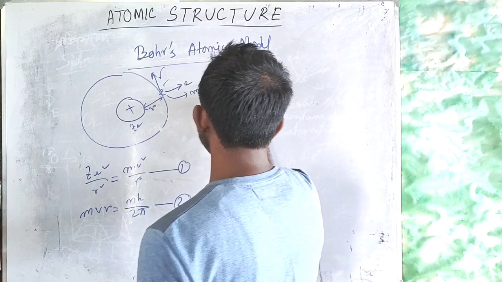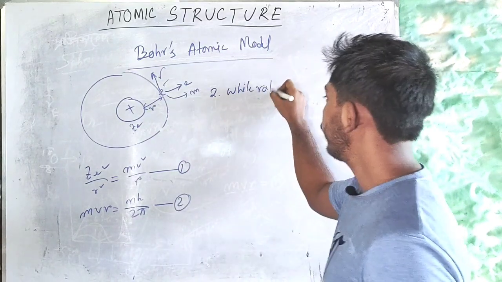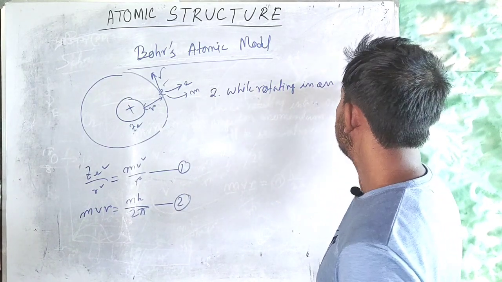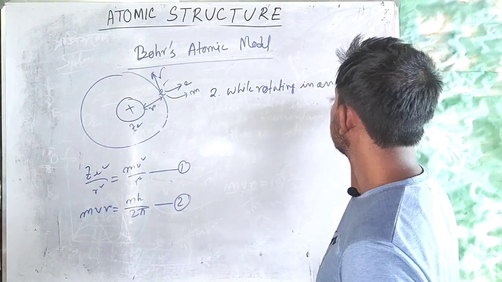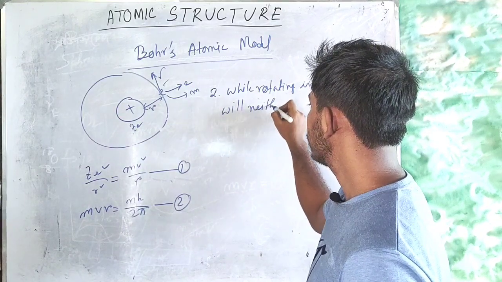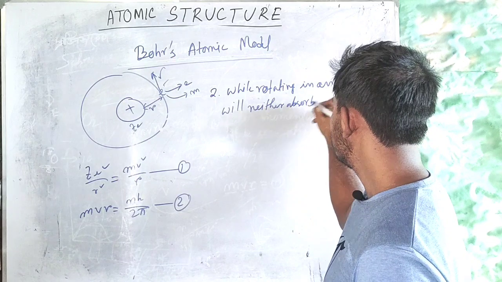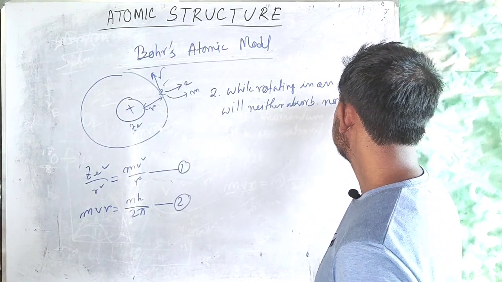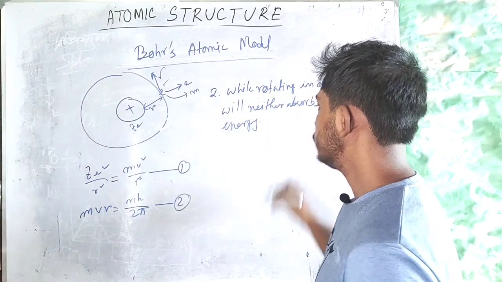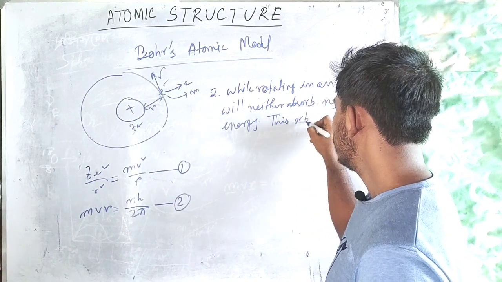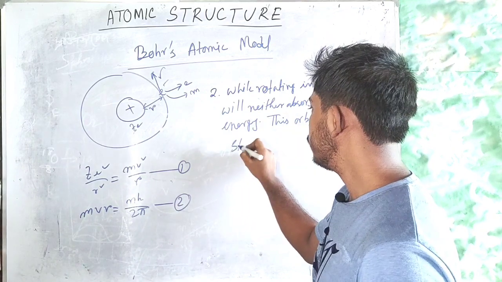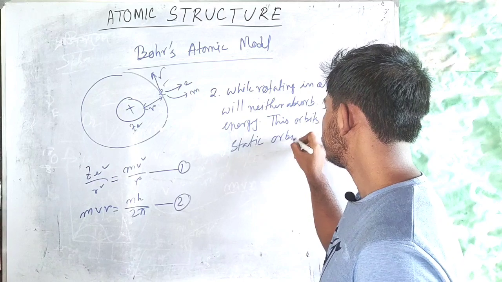So the second condition was, while rotating in an orbit, electrons will neither absorb nor emit any energy. These orbits are called static orbits.